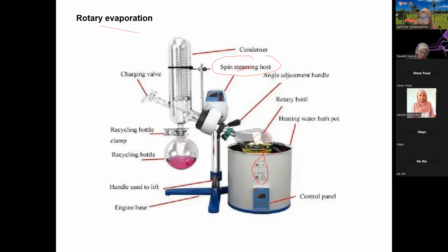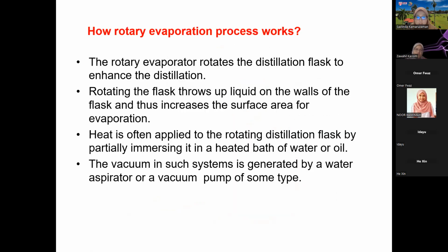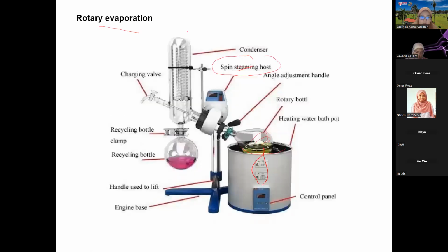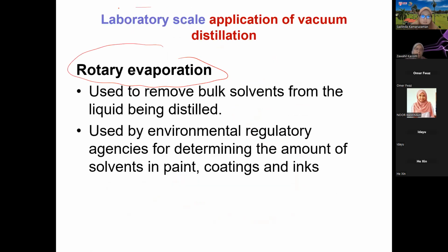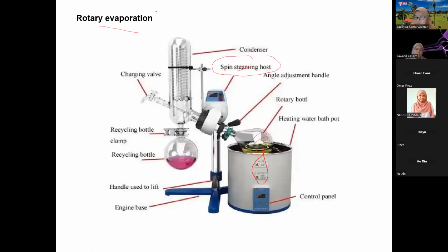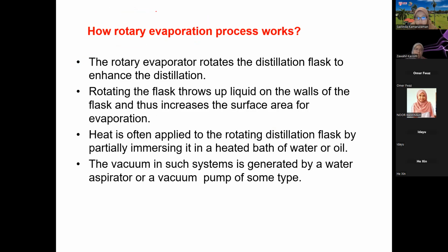Okay, so usually this is the one that we use. We try to supply the vacuum if we want to separate a substance that has a high boiling point. Basically, the rotary evaporator is laboratory scale, but it's widely used in many applications, for example, when we try to separate the bulky solvent from its mixture.